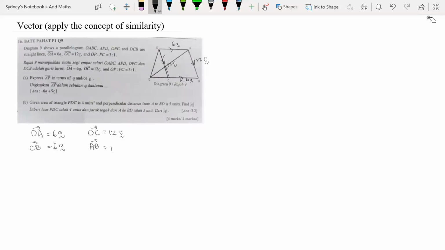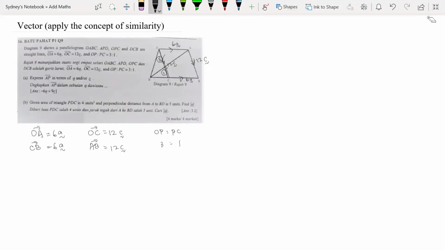And then we have the ratio of OP to PC equals 3 to 1. Normally I write one up, one down so that I can compare. See, OP takes up 3 units, so let's write 3 units from O to P, and then P to C is 1 unit. Let's write the numbers and circle them to show that this is not the actual value. This is just the ratio.